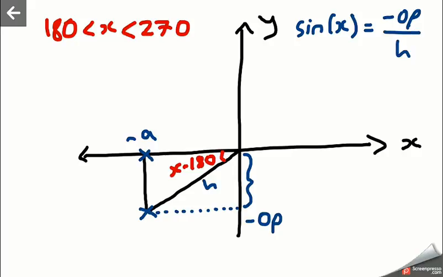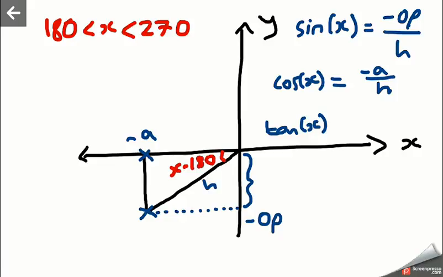Sine is always equal to opposite divided by hypotenuse. Cosine of x is equal to negative A divided by h, and tangent of x is equal to negative OP divided by negative A. Tangent is always equal to opposite divided by adjacent. So negative OP divided by negative A. Well, in this case, the negatives cancel. So tangent of x is equal to opposite divided by adjacent again.